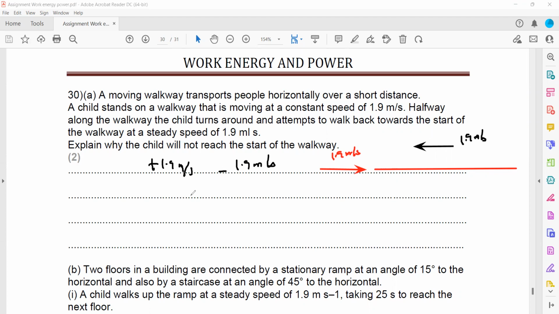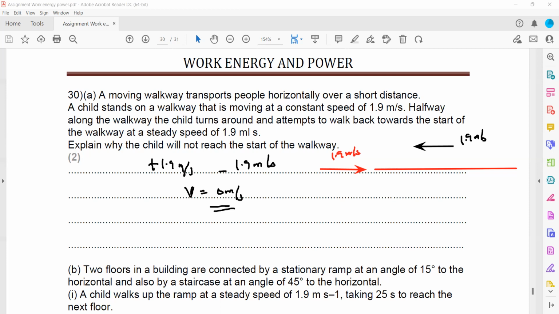So what is the result of these two velocities? The resultant velocity is 0. So if the resultant velocity is 0, the child will not cover any displacement, or he will not return. So it will appear that the child is stationary, or he will remain at his position. So the resultant velocity of the child is 0. Why? Because the direction in which the walkway is moving is opposite to the direction in which the child tried to walk. So as the two velocities are in opposite directions, the resultant will be 0.